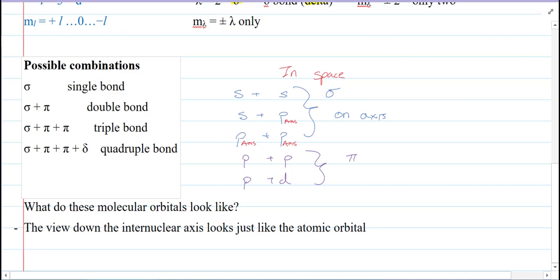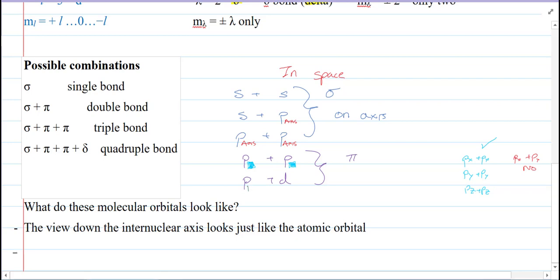Now, these are very important. This has to be the same. So whatever that p orbital is, this p orbital has to be the same. So px and px, py and py, pz and pz. Those are all good. Not good would be px plus py, that's a no. That can't happen. They don't overlap in space.